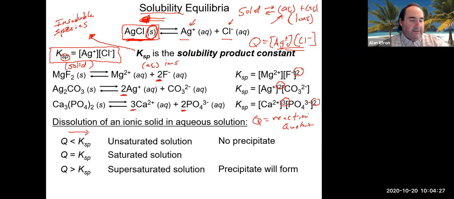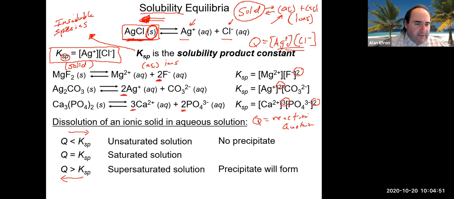A supersaturated solution is something that we get when we have Q that is greater than the KSP value. So if you calculate Q and it's greater than the KSP value, again, going opposite of where it's pointing would point you to the reactant side. And in the reactant side, in all these KSP expressions, they're solids. So we would expect a solid to form.